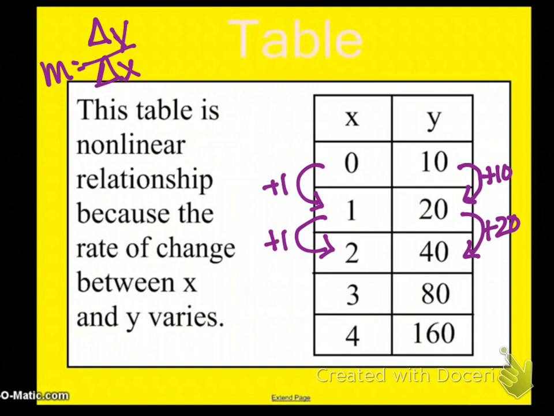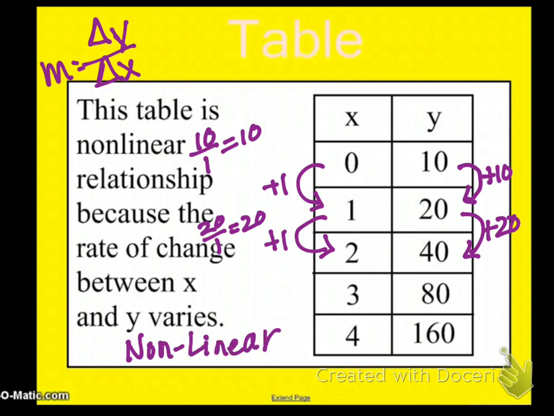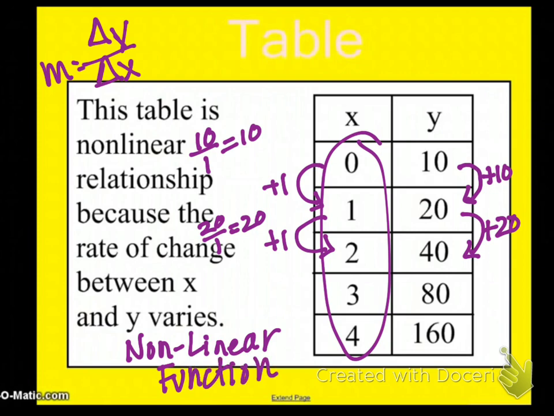So when we're looking at change in y over change in x, the first set of values has a rate of 10 over 1, or 10. But the second rate of change is 20 over 1, which equals 20. So this does not have a constant rate of change, and this would be non-linear. We still see that it's a function. Each x has only one y value, so it's a function, but it is a non-linear function because there's not a constant rate of change. And again, if we graphed it, it would not make a straight line. Let's look at another example.